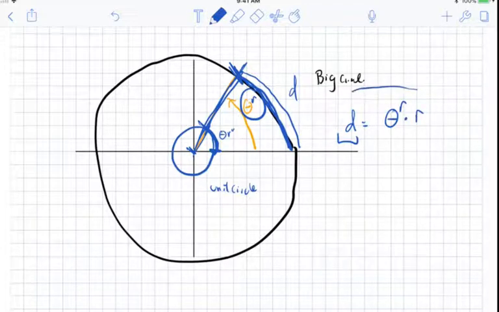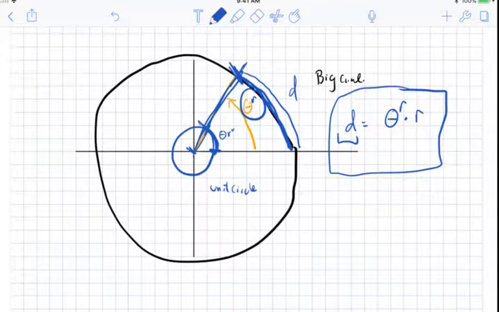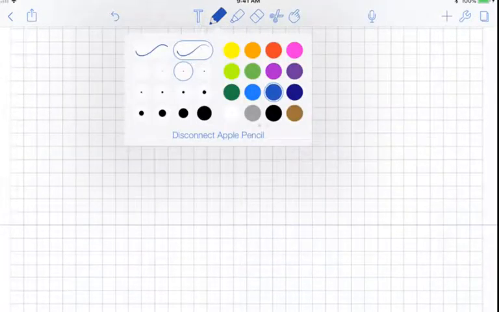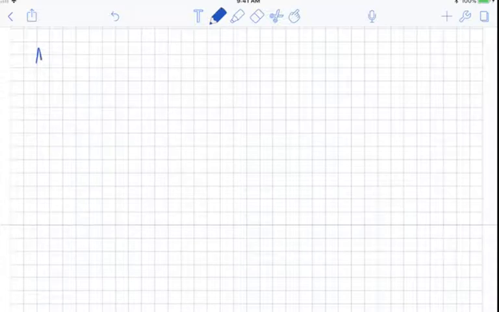This is why radians are so mathematically convenient. There are some calculus reasons, but at the heart of it, this is what it comes down to. So, in other words, watch as I do it. A runner runs along an r equals 30 meter track.